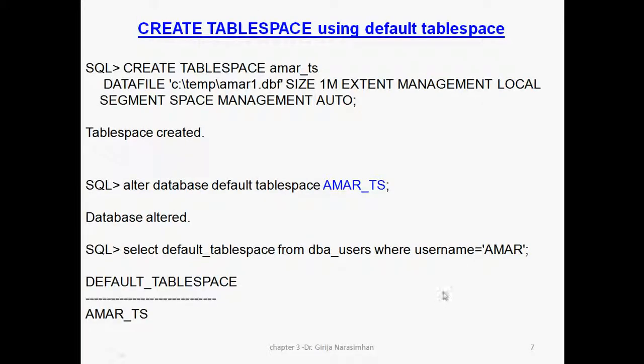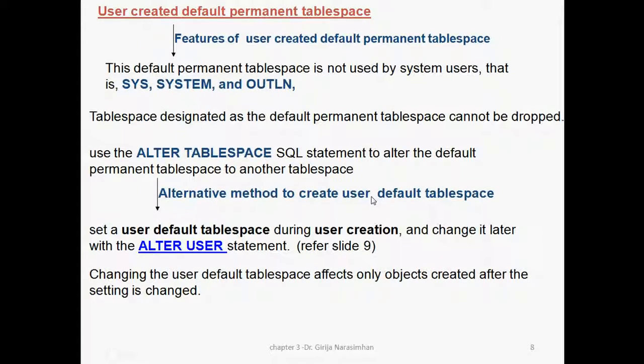Suppose I used Amar_TS here and I want to drop Amar_TS. I can't, it gives an error. In that case, what do I do? I alter the default table space. Use the ALTER DATABASE SQL statement to change the default permanent table space to another table space. Alternative method to create user default table spaces: specify the user default table space during user creation, or change it later with ALTER USER. ALTER USER is another method.